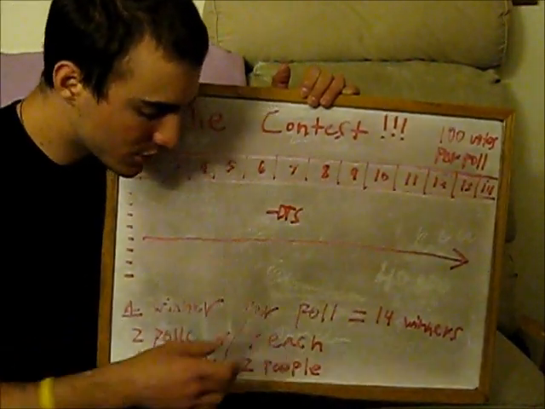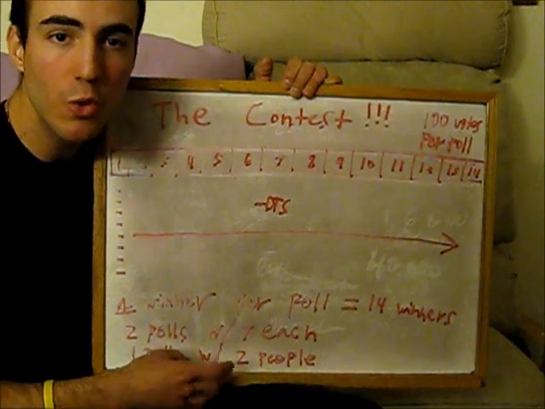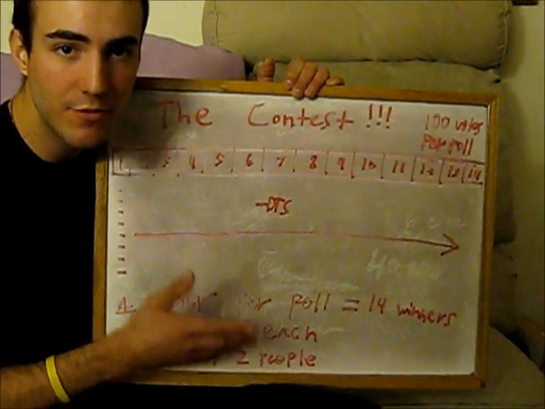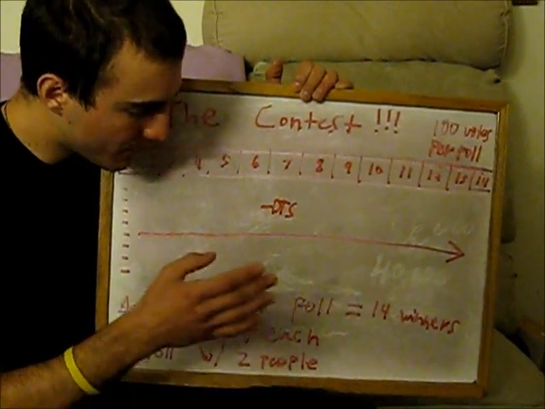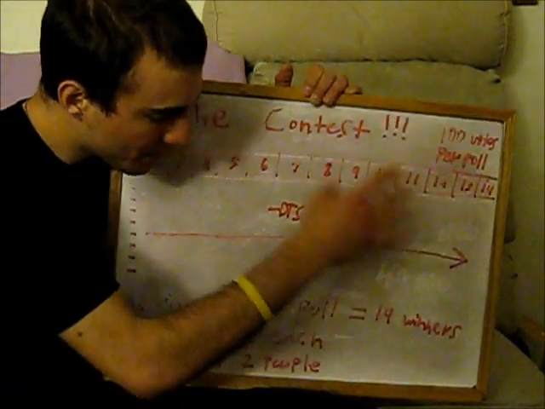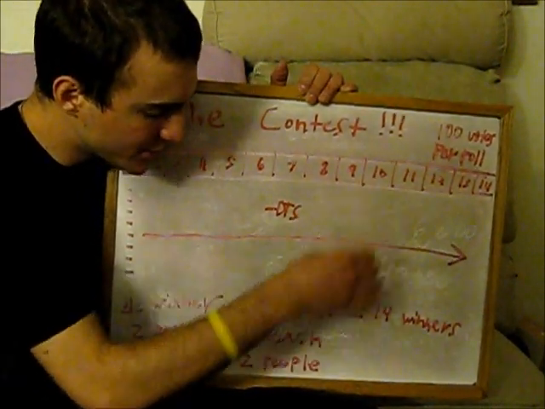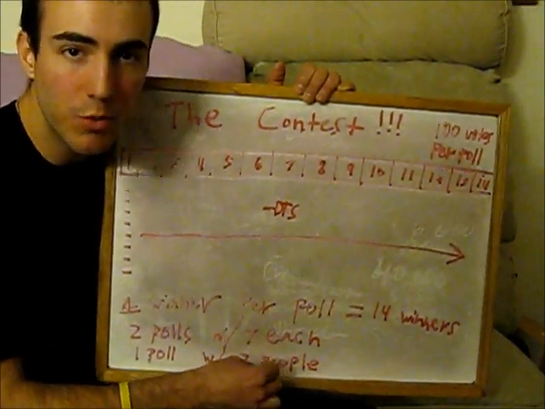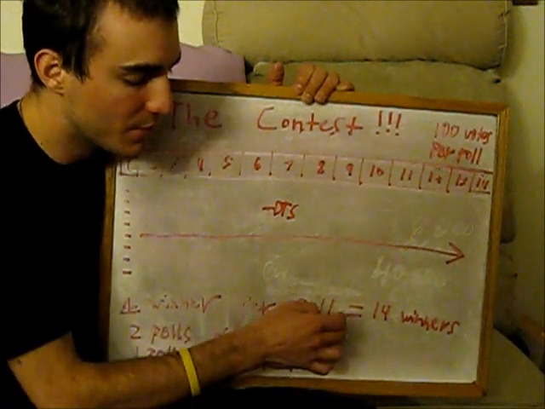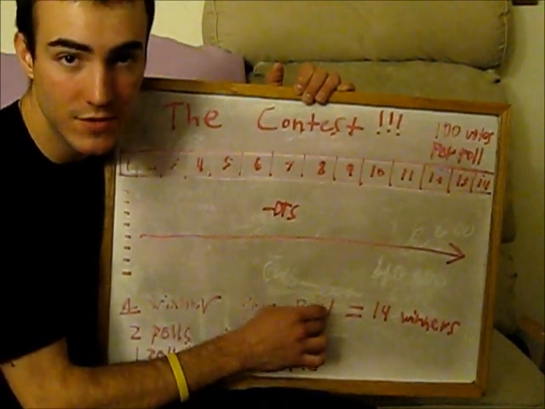From those 2 polls, we'll determine 2 people who are going to go head-to-head for the grand prize of the competition. So you've got 14 people, more or less, depending on whether there are ties, which go down to 2 polls of 7, which then go down to 1 poll of 2, the best 2 of those 2 separate polls of 7.